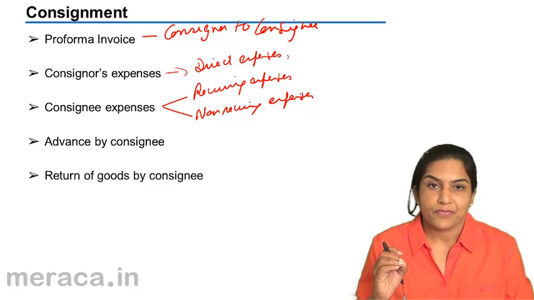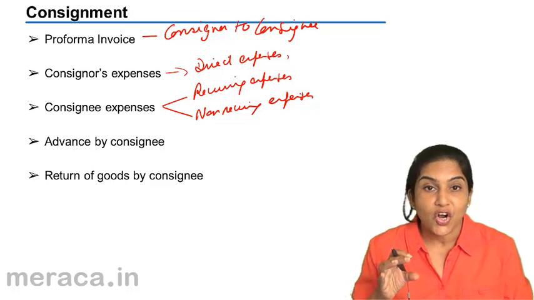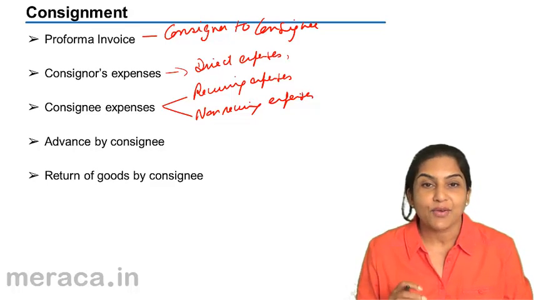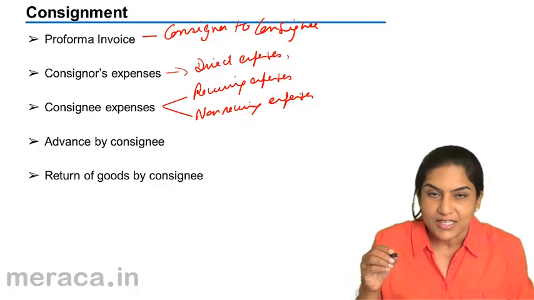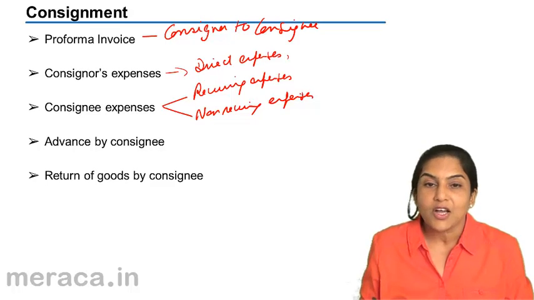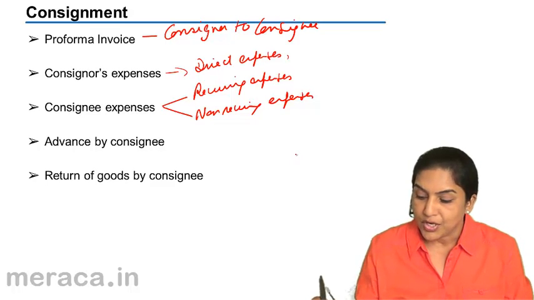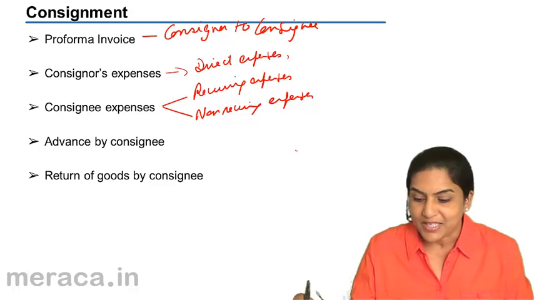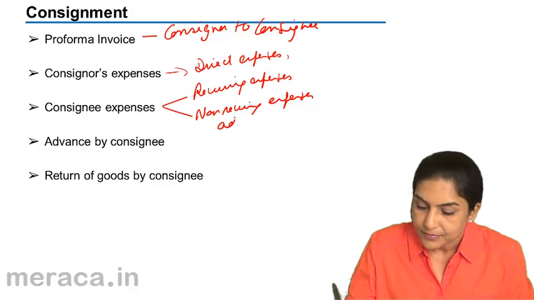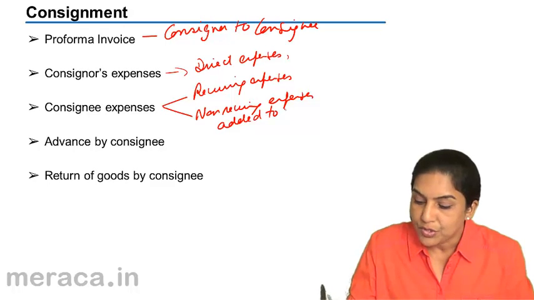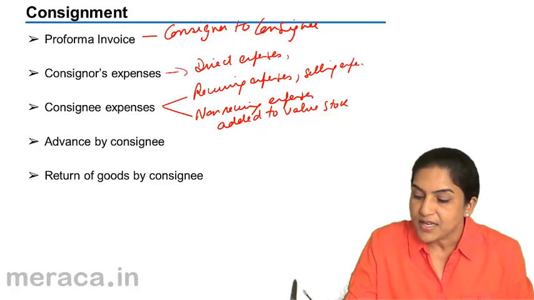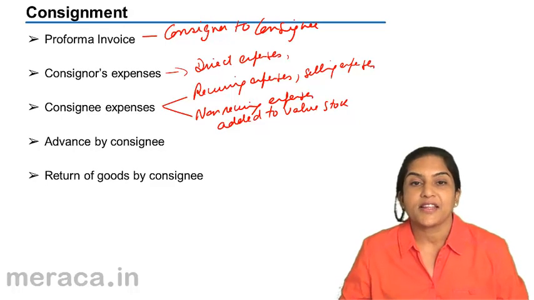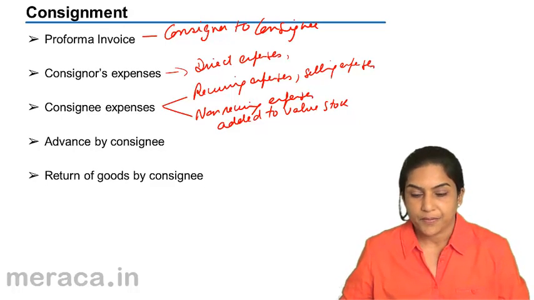Sometimes in a question, it is not given in detail what the nature of the consignee expenses is. That is why here we are making a split, whether it is a recurring expense or a non-recurring expense. So the non-recurring expense, if it is specified, is added to value stock. But the recurring expenses or selling expenses are not included in the valuation of the closing stock.